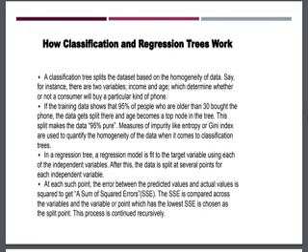In a regression tree, a regression model is fit to the target variable using each of the independent variables. After this, the data is split at several points for each independent variable. At each such point, the error between the predicted values and the actual values is squared to get a sum of squared errors. The sum of squared errors is compared across the variables, and the variable or the point which has the lowest SSE is chosen as the split point.